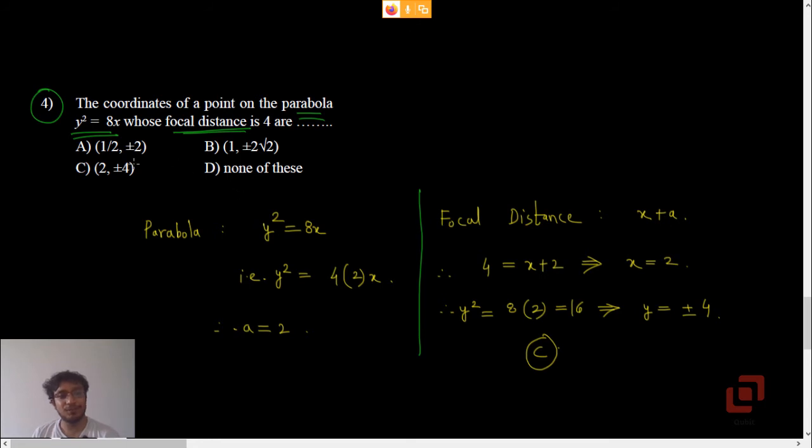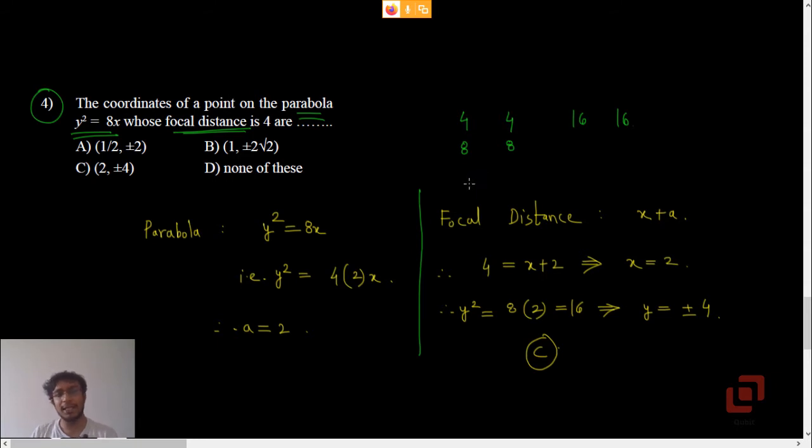Now if you observe these options, all the points given in options A, B, C lie on the parabola. If you check option A, y squared is 4 and 8x is 4. If you check option B, y squared is 8 and 8x is again 8. And if you go to option C, then y squared is 16 and 8x is also 16. So you cannot take the help of the method of elimination of options as far as this MCQ is concerned.